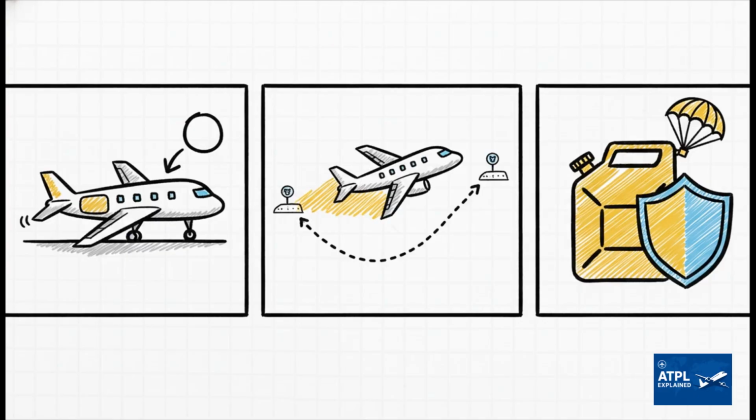So listen, you absolutely have to know these definitions cold for your exams. They will come up over and over again. Just remember, block fuel is the total you start with. Trip fuel is for the journey itself. And reserve fuel is that legally required safety buffer.